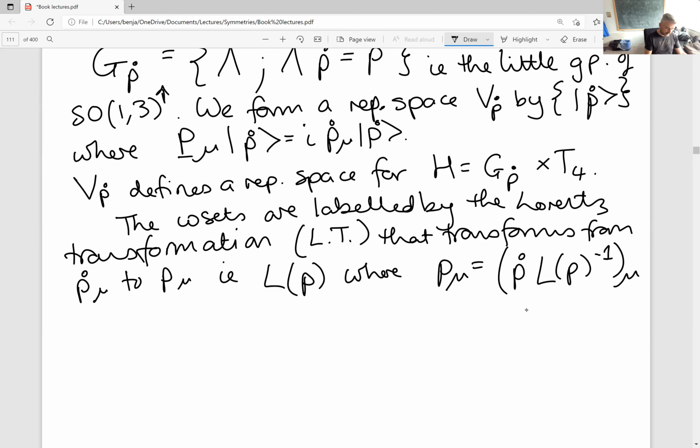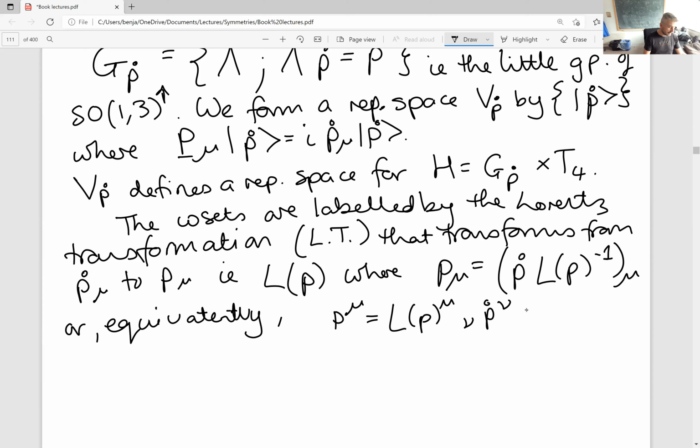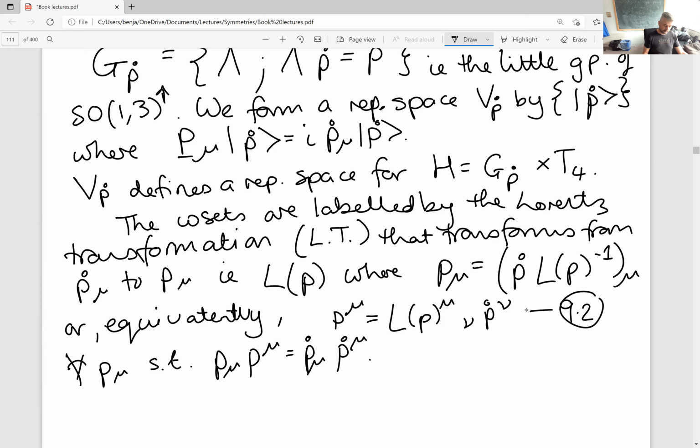Another way of writing this is P mu is equal to L of P mu nu P dot nu. And we're going to call this equation 9.2. And this is for all, remember, for all P mu such that P mu squared is equal to P dot squared. So that's from the last lecture, that stipulation.